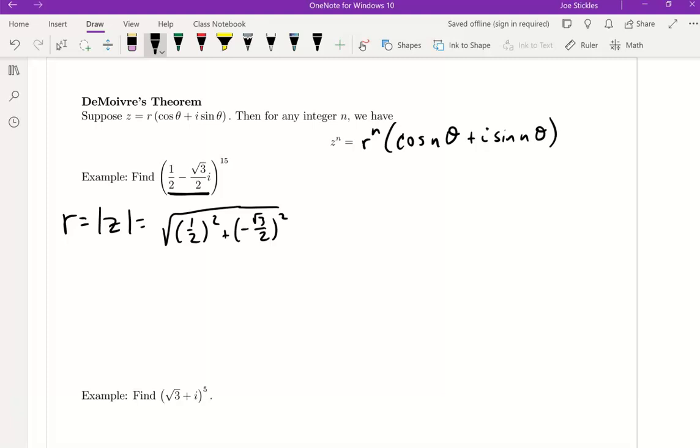Square 1/2, you get 1/4. Square root 3 over 2, you get 3/4. Add that together, you get 1. So we just end up with 1.